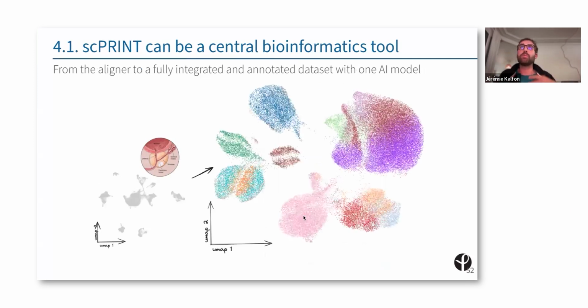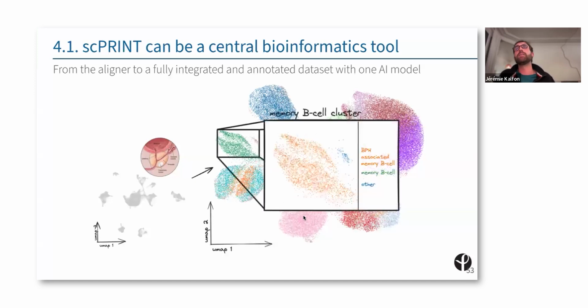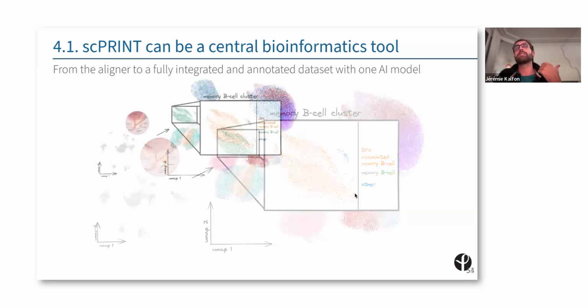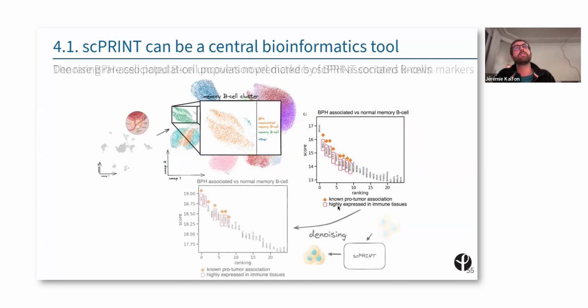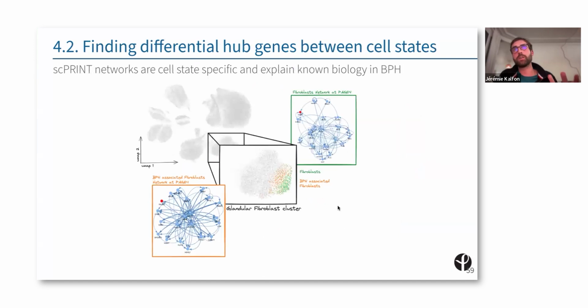Generate predictions on cell type, embed your cells into a latent space, and get at very specific subcell types. If you do differential expression between your predicted cell types, you get a lot of the known markers that are actually associated with cancer or not for the different subsets. You can apply denoising to identify new markers, and you can also generate gene networks that are cell type specific.